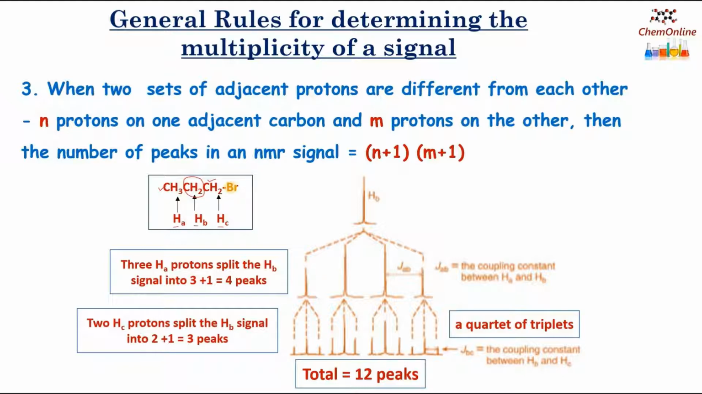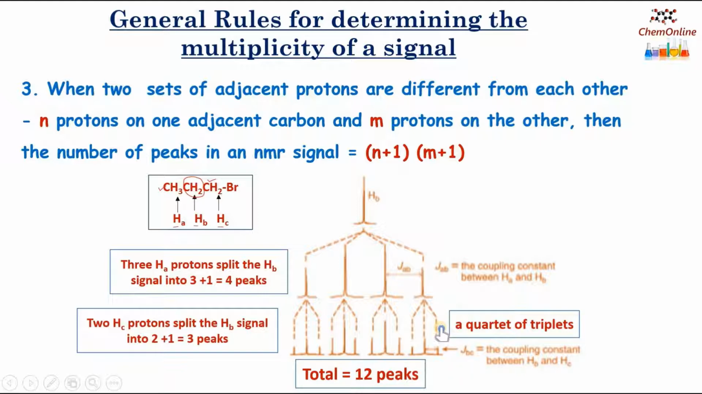So according to the rule, if we have n protons on one adjacent carbon and m protons on the other, then the number of peaks will be n plus 1 into m plus 1. On the left side we have CH3. So 3 HA protons will split the peak of the middle CH2 proton into 3 plus 1, that is n plus 1 equals 3 plus 1 equals 4. And on the right side we have a CH2 attached to Br. So the number of protons is 2, so the splitting of the peak will be 2 plus 1 equals 3. So n plus 1 into m plus 1, that is 4 into 3 equals 12.